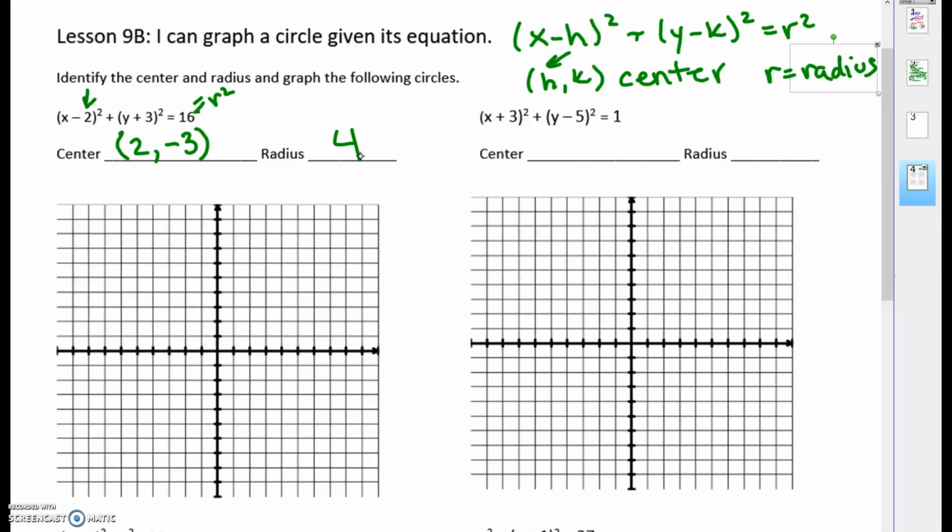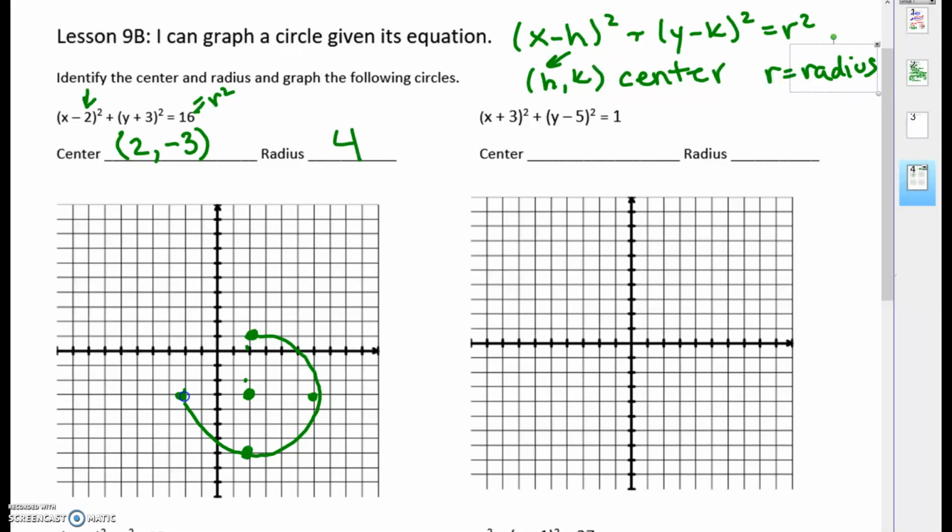So my first step is always to plot the center. We're at (2, negative 3). There's my center. Now I'm going to walk out 4 units in 4 different directions. So I go out 1, 2, 3, 4 units from the center, in each of the four directions. Then all you do is you connect your 4 dots in a circular fashion.